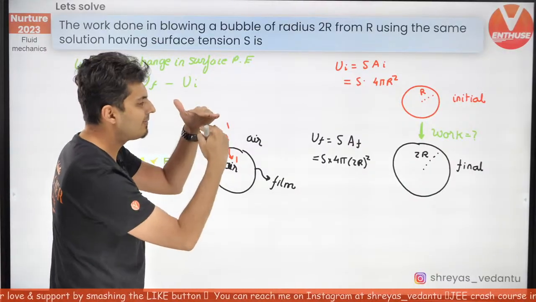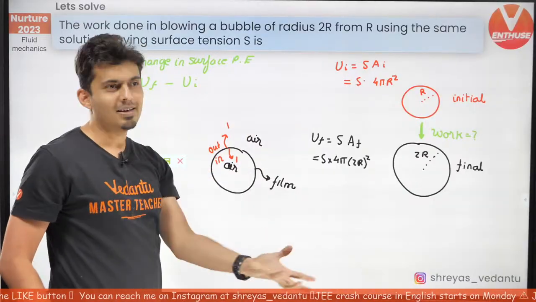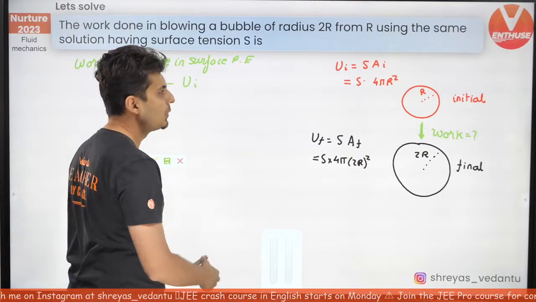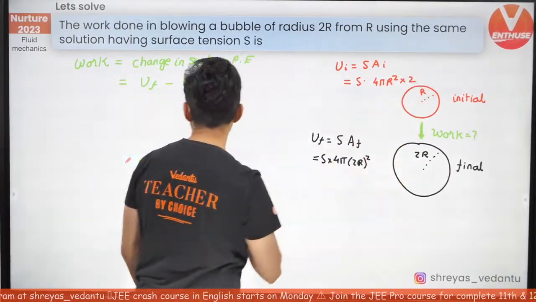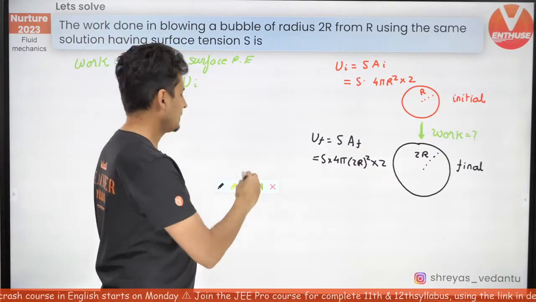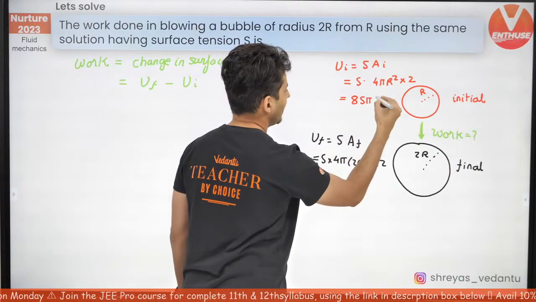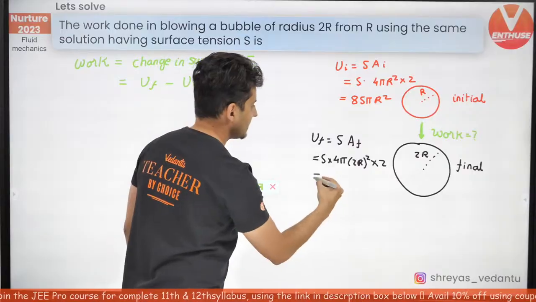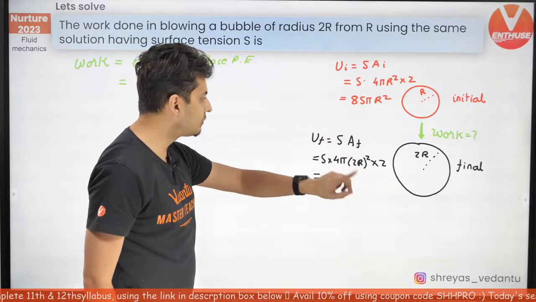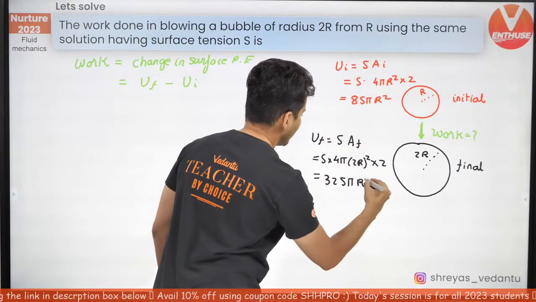Both the surface areas are roughly the same because the thickness is negligible. 4 pi r square, 4 pi r square. Be it inner surface or outer surface, hardly any change in the radius. So, don't you think I should multiply this with 2 over here and also multiply this with 2 over here? Isn't that right? So basically what did I get? This is nothing but 8 S pi r square. And what is this? 4 into 2 is 8. 2 square is 4. 8 into 4, that's going to be 32. So 32 S pi r square.